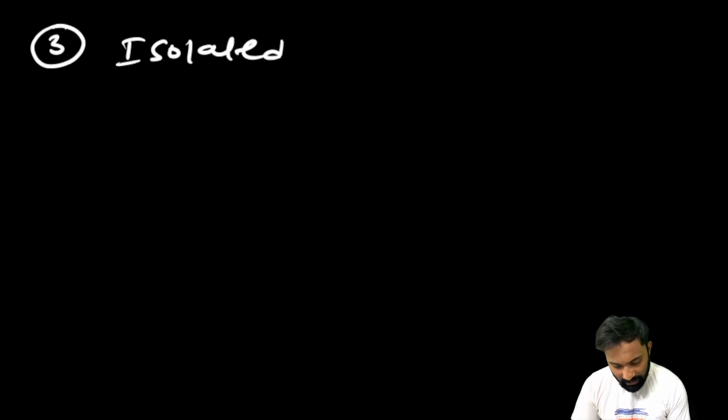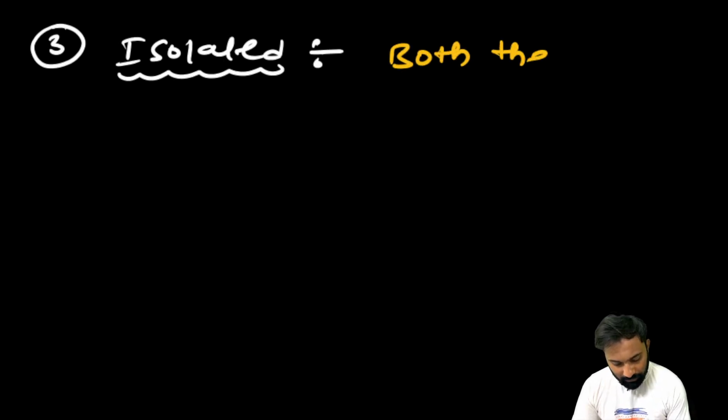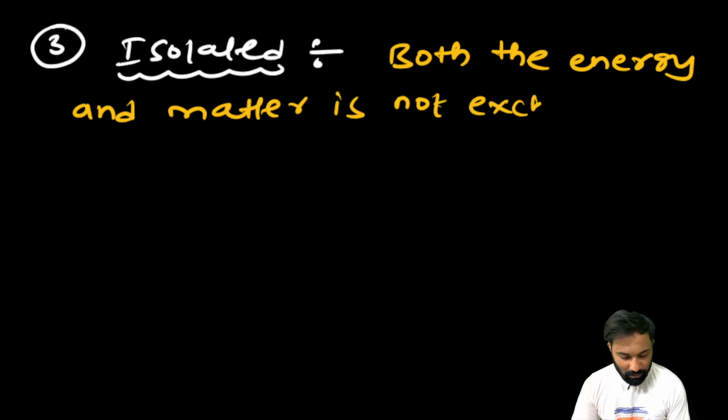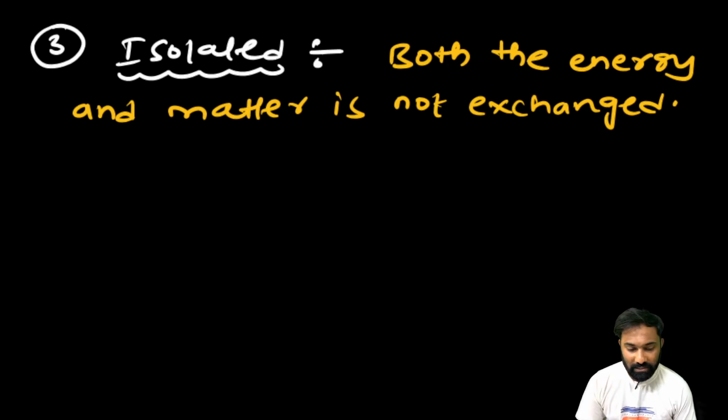Next one. The next type of system we have is an isolated system. Now, what is the meaning of the isolated system? In this isolated system, both the energy and the matter are not exchanged. Clear? There is no perfect isolated system in our universe, but for general understanding, we can take a general example, which one?